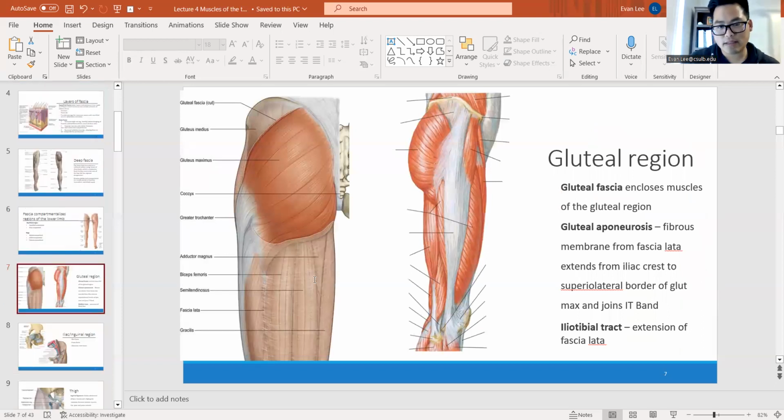Now, the gluteal region is going to include the gluteal fascia, which is covering the entire gluteal part. Unfortunately, you can see that it's cut here, but it is supposed to be continuous over the gluteus maximus as well. But you can at least see some of it going to the gluteus medius over here, as well as the tensor fascia lata.